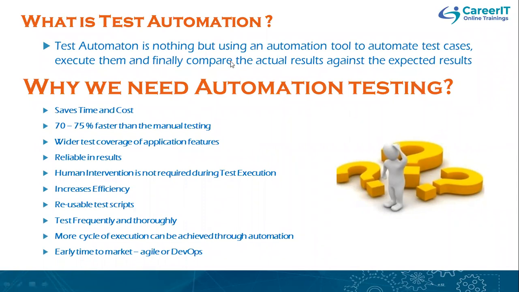Test automation is nothing but using an automation tool to automate some test cases, or manual test cases which are already there, and then execute them. Finally, we are going to validate something, comparing the actual results which we see against the expected results which we already set.